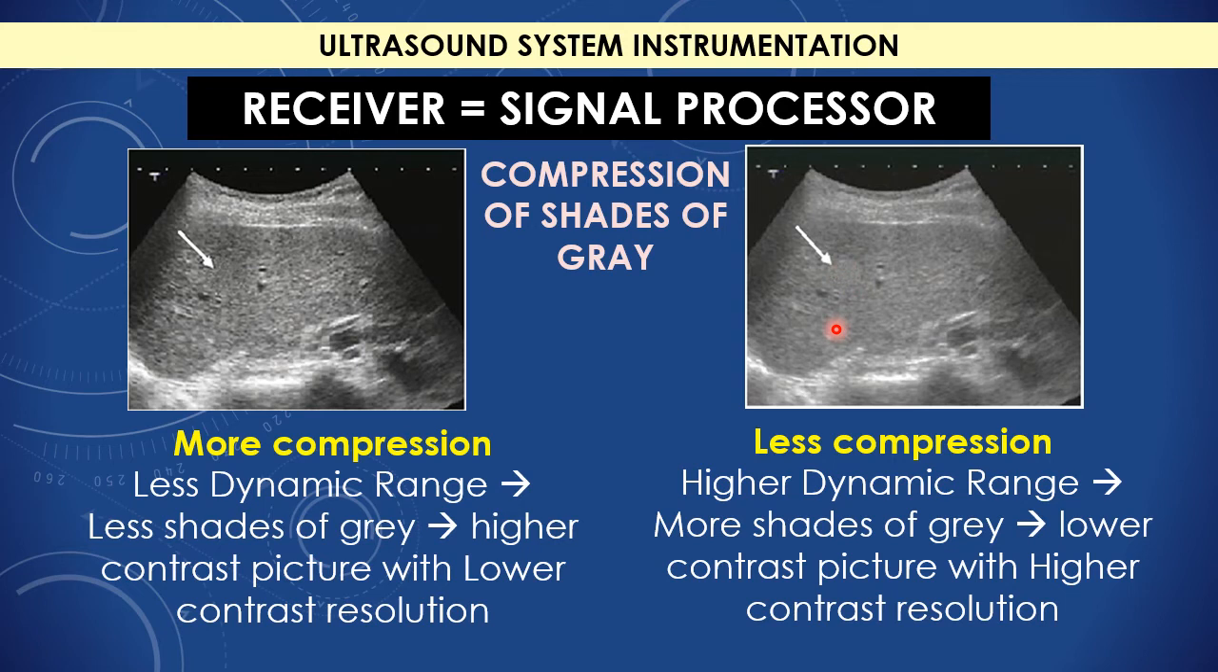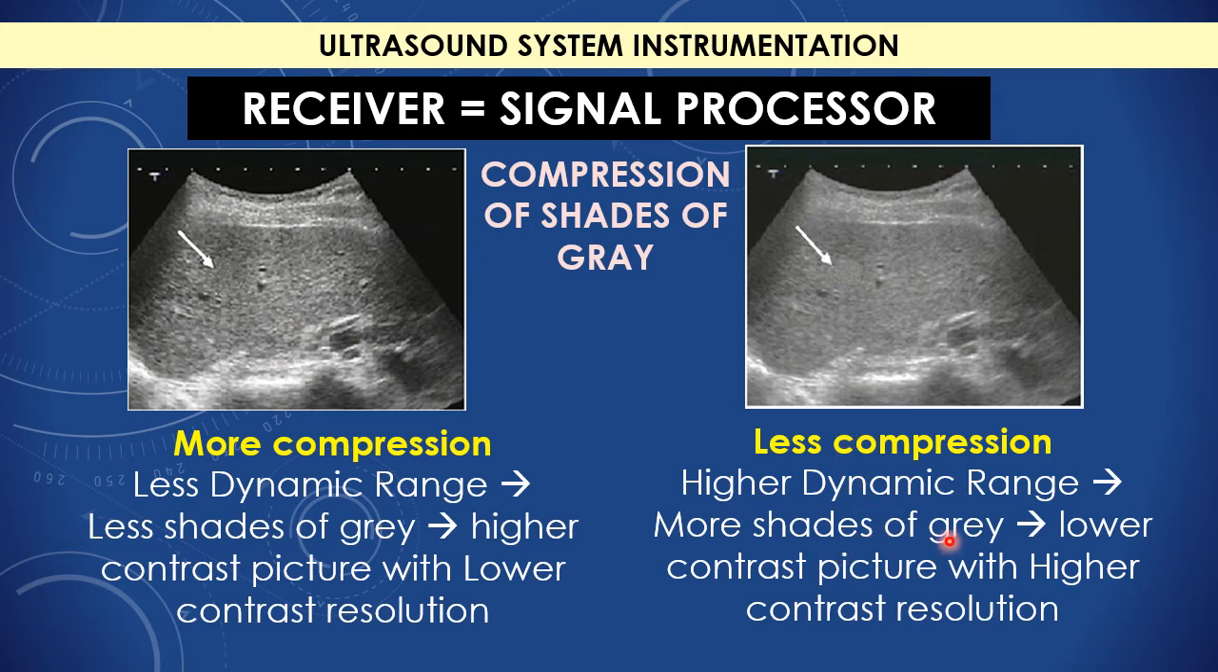Okay, I need some more shades of gray to let it appear. In this area here, I can't see it clearly, but when I added more shades of gray, it started to get its own shade of gray, and the liver has another shade of gray. So I can now differentiate these two areas from each other. And the image gets smoother because I have more shades of gray that can display different echoes in the liver, right? So this one here is less compression, more dynamic range, more shades of gray.